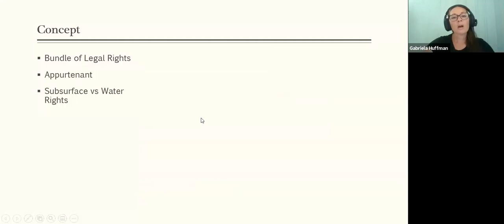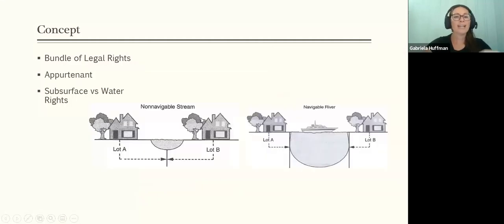Your book also talks about the difference between non-navigable and navigable. So if you see on the left side, Lot A, for example, is adjacent to a non-navigable stream. So what the test would probably ask you is, where does their lot line go? And it goes to the center of the stream. Versus a navigable image on the right, Lot A owns to the high water mark.